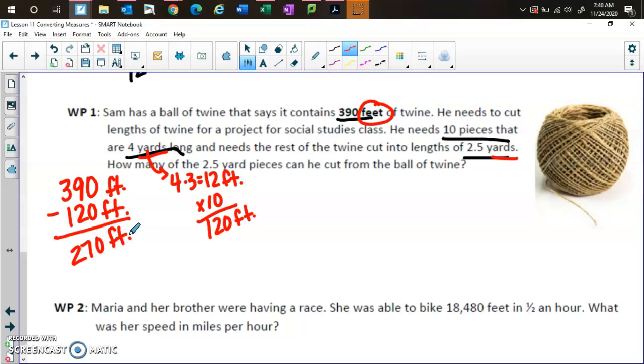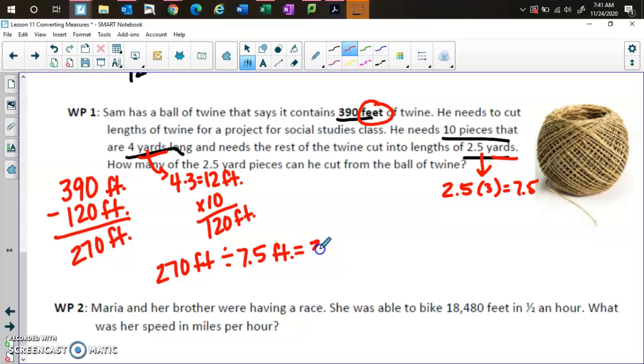Okay, and then it says I need to cut the rest into 2.5 yards. If I do 2.5 yards, that's going to be 2.5 times 3, which is going to give me 7.5. So I'm taking the 270 feet and dividing it by 7.5 feet for each one of those. And when I divide, I'm going to get exactly 36 pieces. So that's one way of doing it.